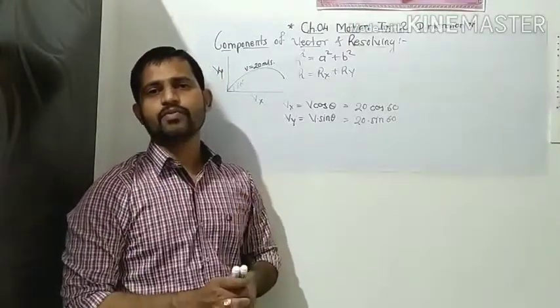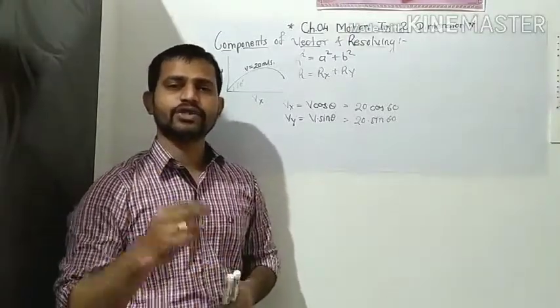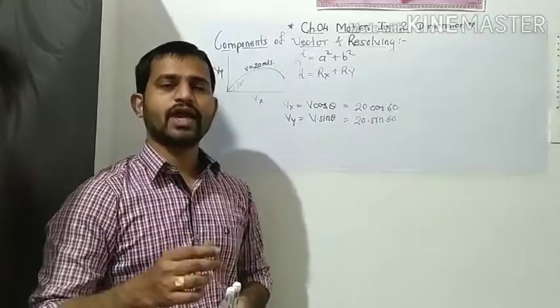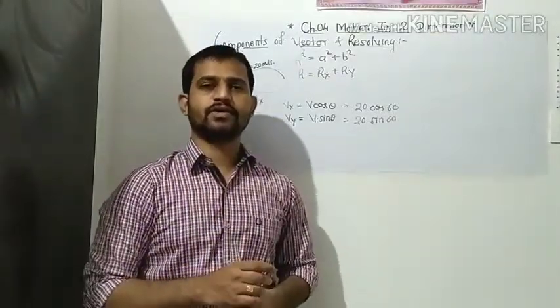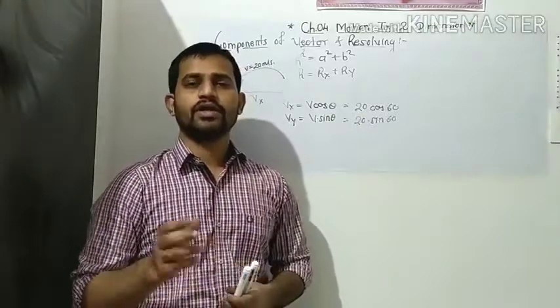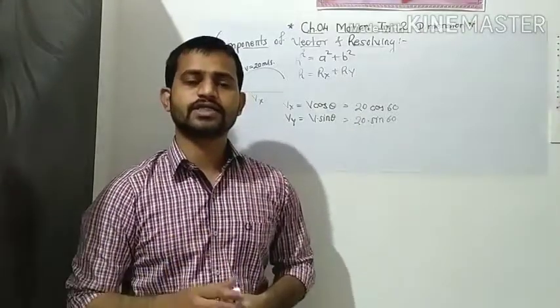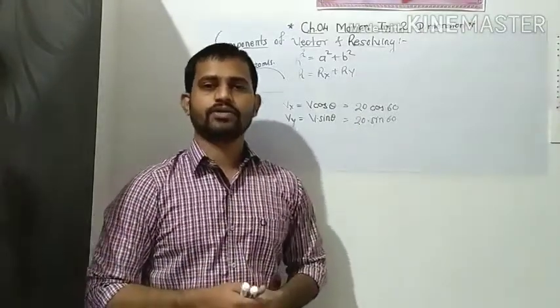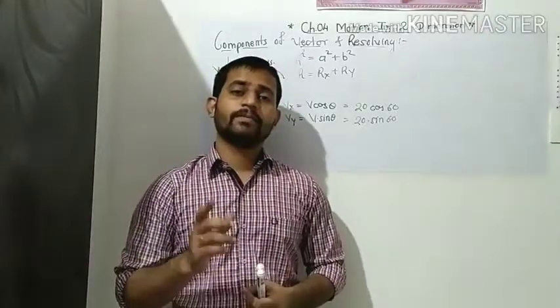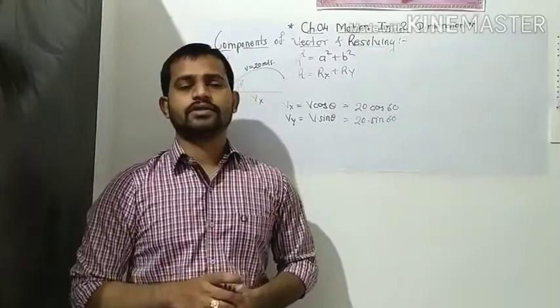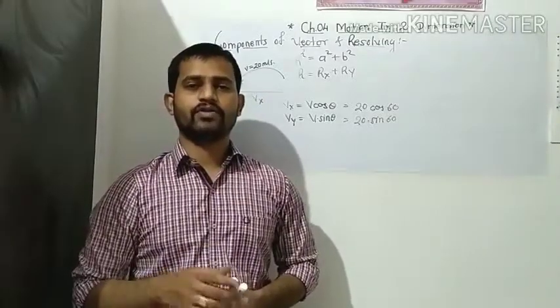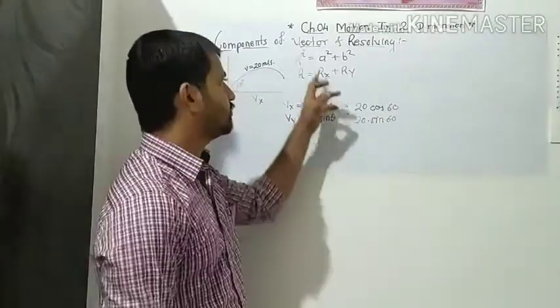Okay, resolution of one single vector into its two components. Suppose we have the two perpendicular directions as the x direction and the y direction, and we have the vector A along the x direction and the vector B along the y direction. Then by adding these two vectors, we can find the resultant by using this formula.